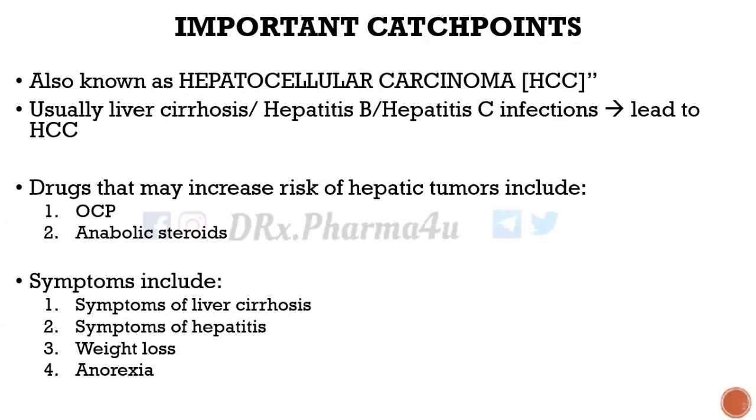So the symptoms include liver cirrhosis symptoms. You will have ascites, et cetera. Symptoms of hepatitis, weight loss, and anorexia. Weight loss because you will not have a tendency to eat food properly. So that can lead to weight loss.